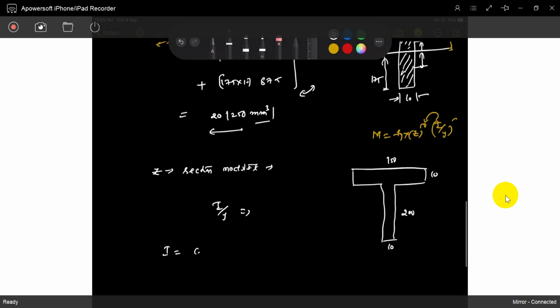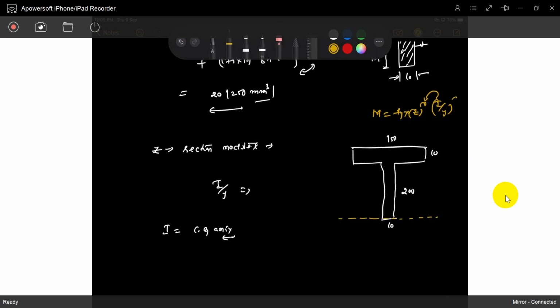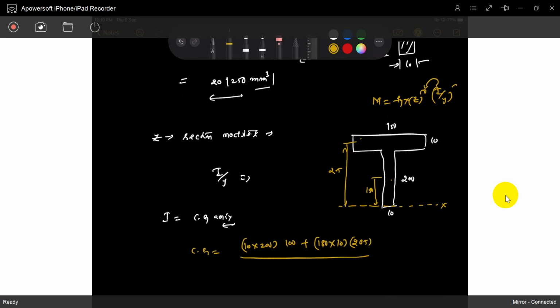To find I, we have to find the CG axis. Where is the CG? We can easily find it, taking it from this axis or from this axis, anything. CG from the bottom: take the area 200 into 10, and 150 into 10. The total distance is 210, and this one is 205. To find the CG, I don't know, sir, if you said like this, join elementary school. No problem, okay? So that's it, 205, divided by the areas 10 into 200 plus 150 into 10.